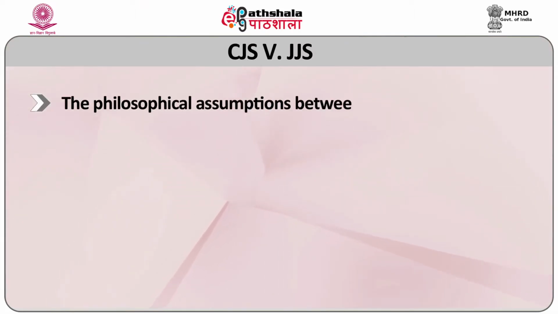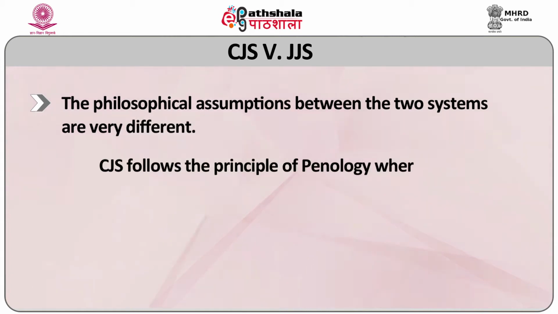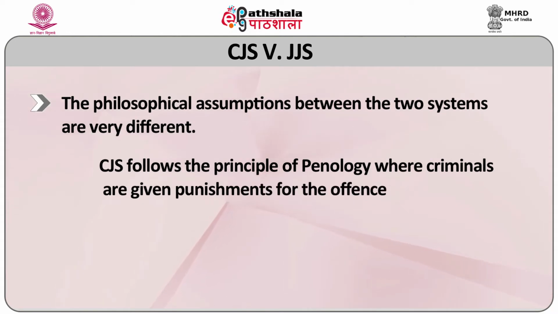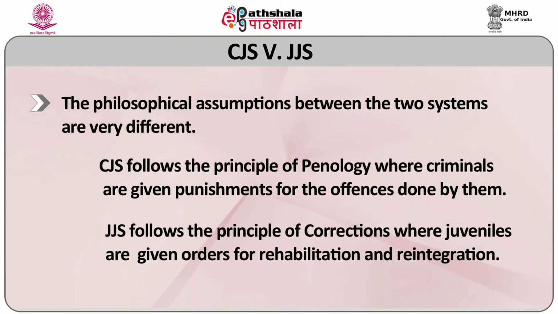First, the philosophical assumptions between the 2 systems are very different. Criminal justice system follows the principle of penology, where criminals are given punishment for the offences that are done by them. However, juvenile justice system follows the principle of corrections, where juveniles are given orders for rehabilitation and reintegration.